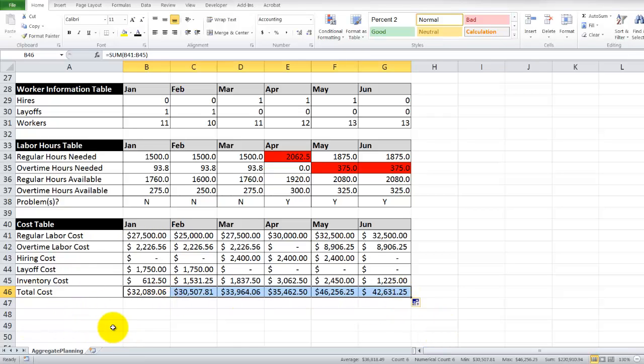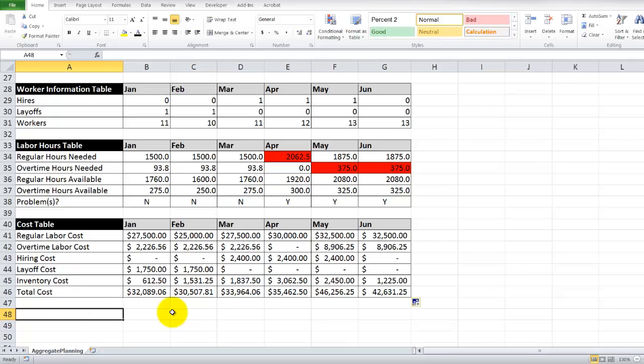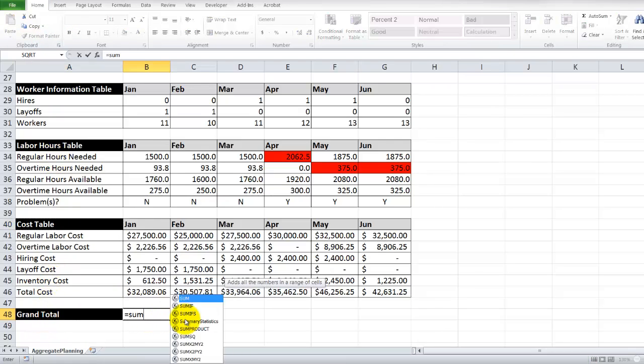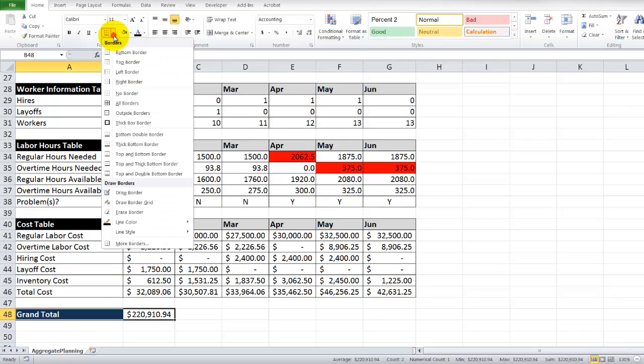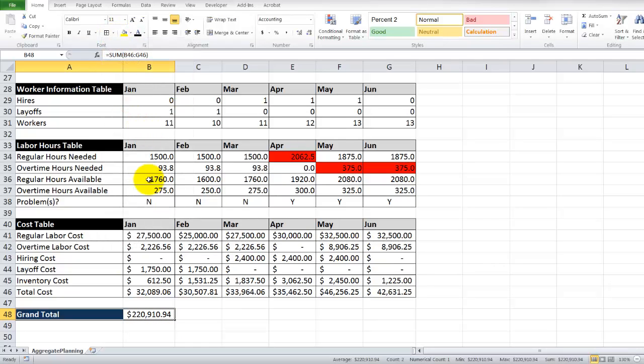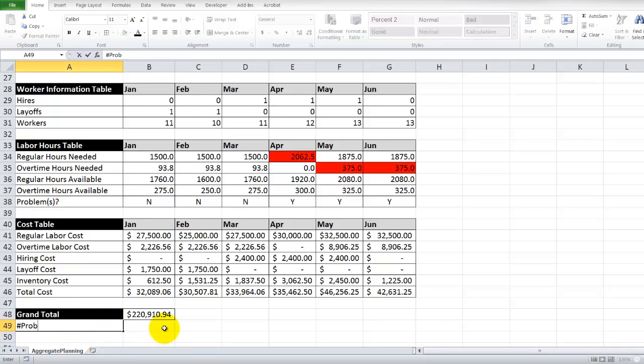Now, if we wanted a grand total, we can certainly summarize that. So I'm going to say grand total here. I'm going to use the same format as the cost table. And the grand total would be calculated based on all of the monthly totals. So in this situation, I have $220,000, almost $221,000.